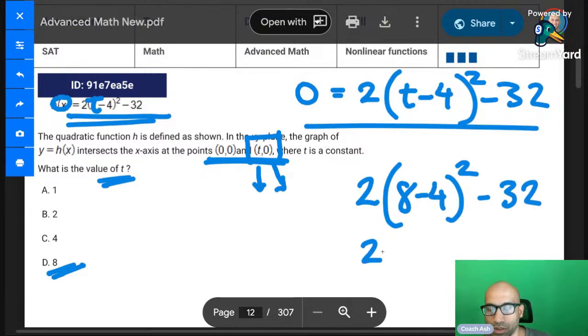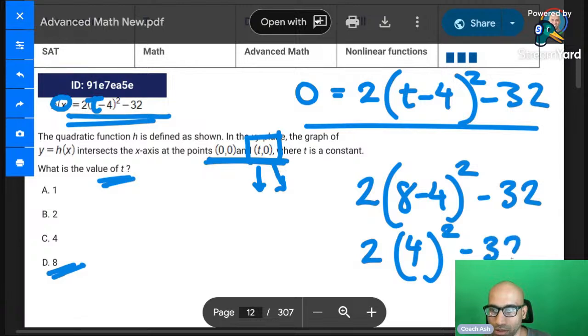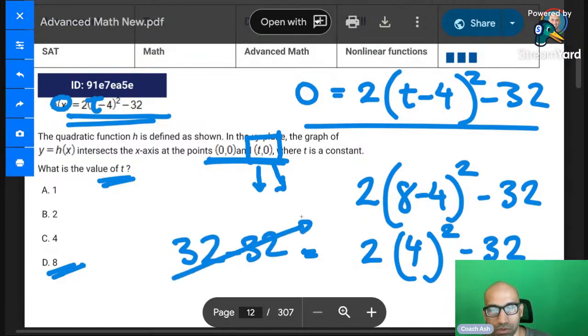So how do you solve this? You got 2 times (8 minus 4) squared, which gives you 8 minus 4 is 4, squared, minus 32. And then you want to use pandas now. So 4 squared is 16 and 2 times 16 is 32. So what do you get? You get 32 minus 32, which is equal to 0, right? So this works. It checks. In other words, if you put t is equal to 8, it checks.